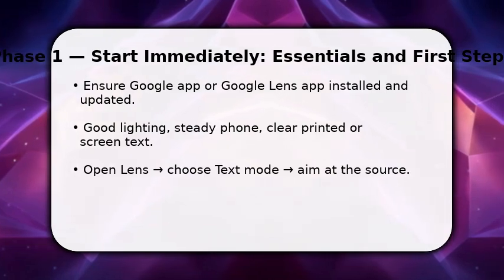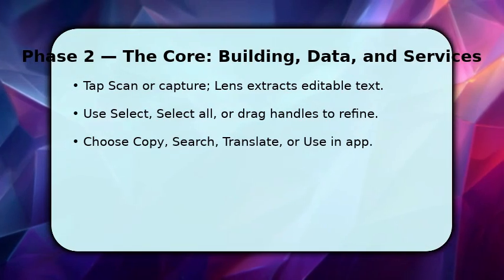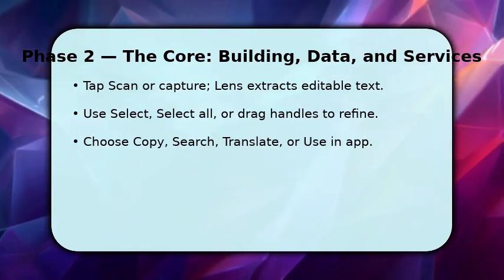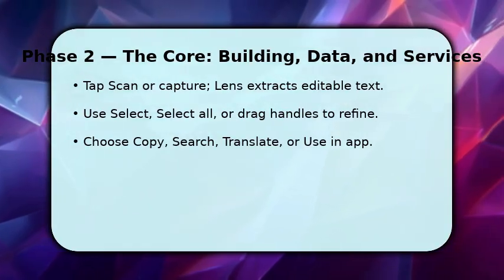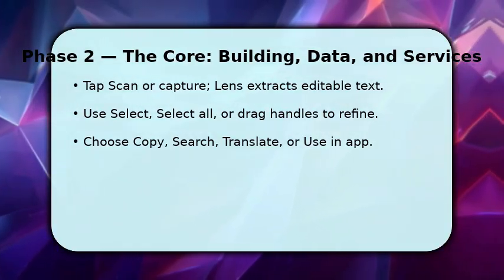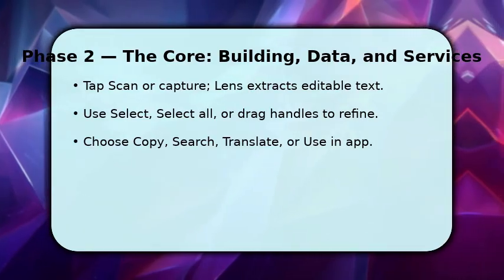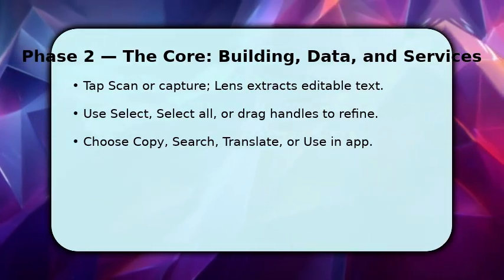Once Lens displays the extracted text, you refine what you want to type. Drag the selection handles or tap Select All for full passages. You do this because OCR can include extraneous characters, so trimming prevents errors.